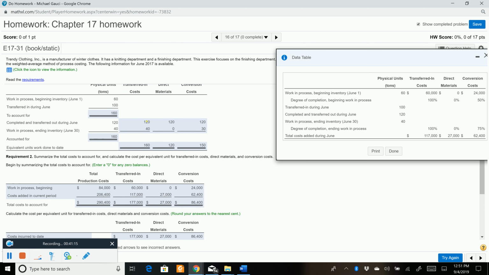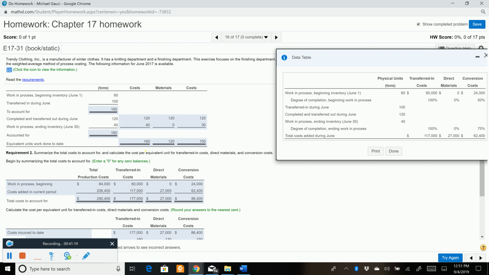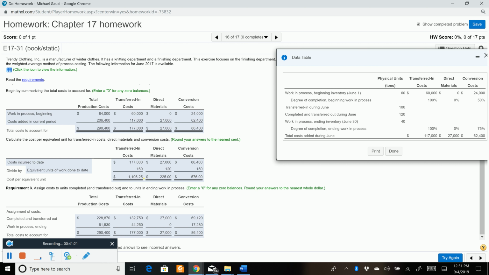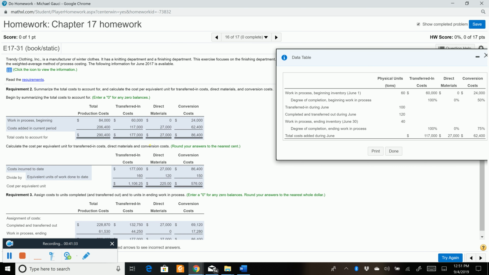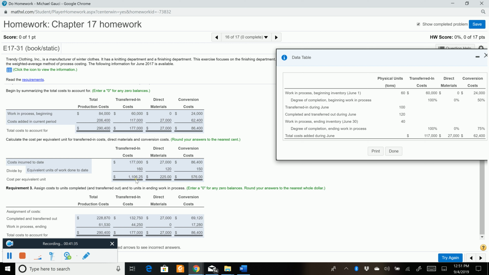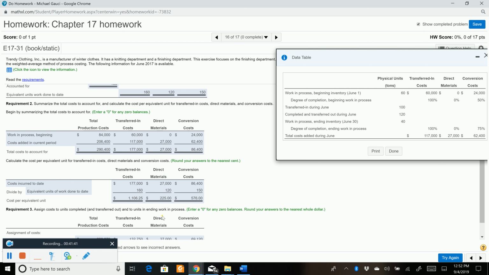For transferred in costs, 120, multiply it by 1106.25. What do you get? 132,750. The ending WIP, what was our equivalent units? 40. 40, multiply it by 1106.25. You get 44,250.